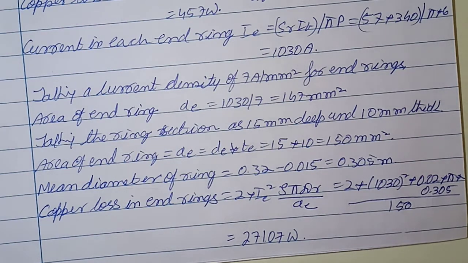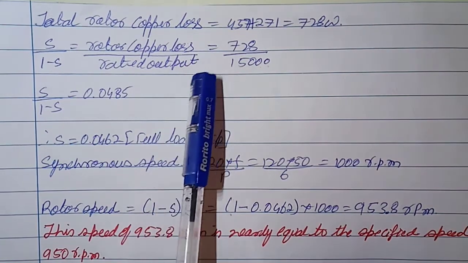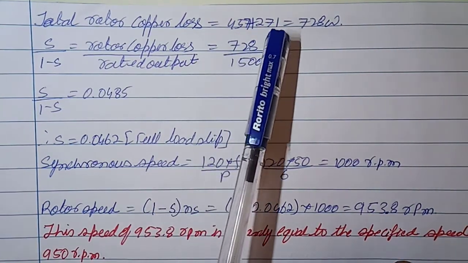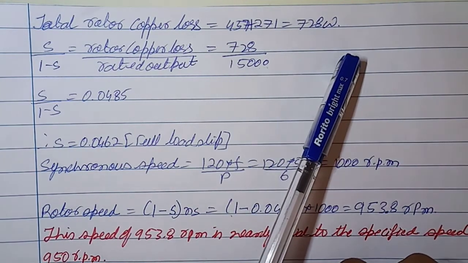271.07 watt. So the total copper loss is equal to 457 plus 271, that is in the end rings and in the bar, which is equal to 728 watt.